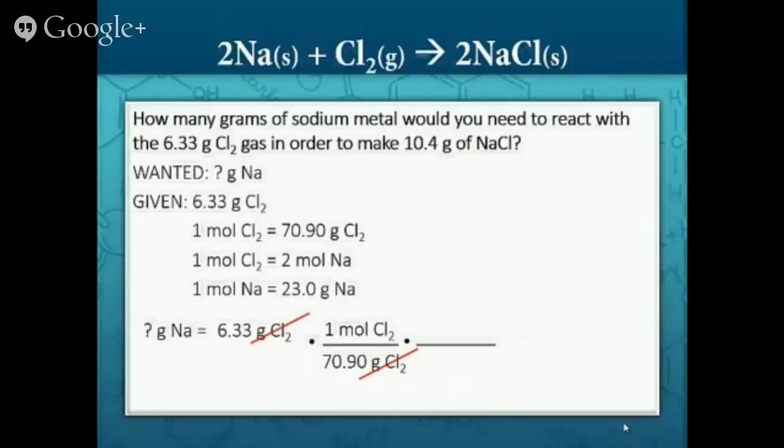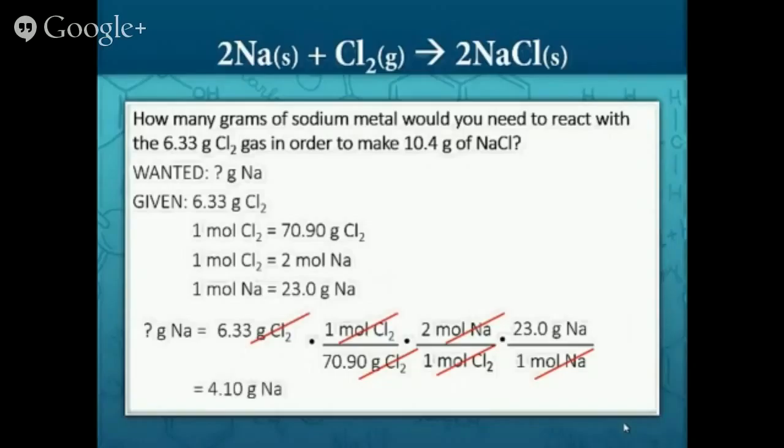Then we need to convert moles of chlorine gas to moles of sodium. And we know for every 1 mole of chlorine gas, we're going to need 2 moles of sodium. So the moles of chlorine gas cancel out. And once we've converted to moles of sodium, we can convert to grams of sodium by multiplying by the molar mass of sodium, which is 23.0 grams per mole. Notice that the moles of sodium cancel out. We multiply the numerators together and divide by the denominators, and we get 4.10 grams of sodium is needed to react with the 6.33 grams of chlorine gas in order to make 10.4 grams of sodium chloride.